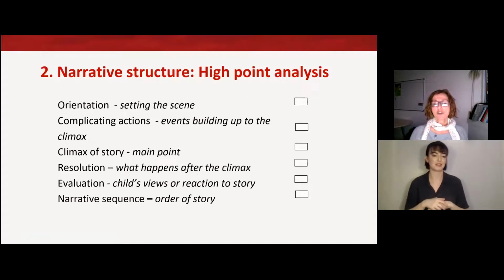It looks at how children structure the story. So do they talk about the start of the story, who the characters are? Do they talk about the sequence of events that build up to the high point of the story? Do they talk about what happens afterwards? And do they get the story components in the right order?